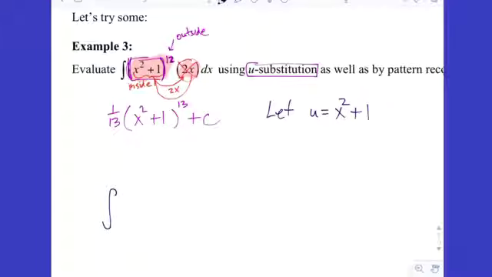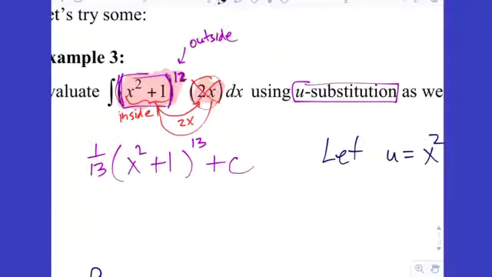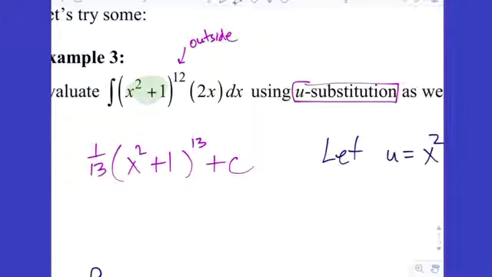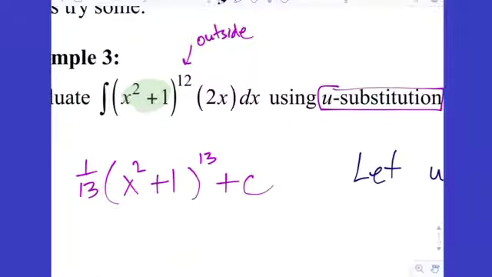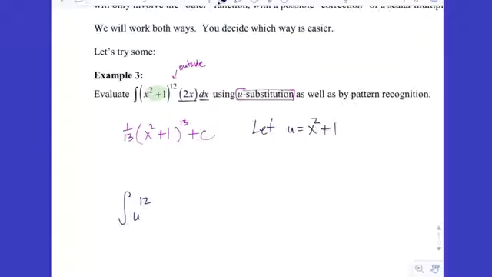So let's go ahead and start trading it out. Let me get rid of some of this so we can see it again. The first thing I'm going to do is, since I called x squared plus 1 u, now instead of x squared plus 1 to the 12th, it's going to be u to the 12th, right? Now what I have left to replace is the 2x dx. I need to replace that with something equivalent in terms of u.